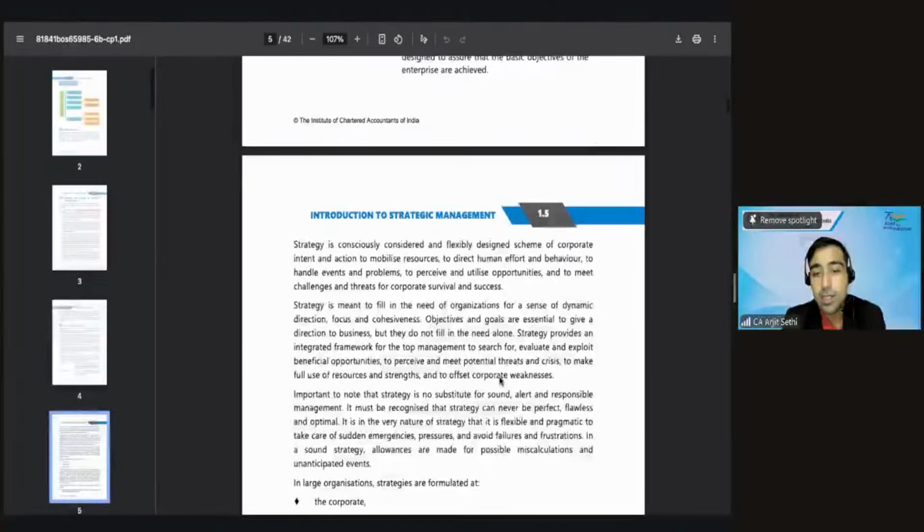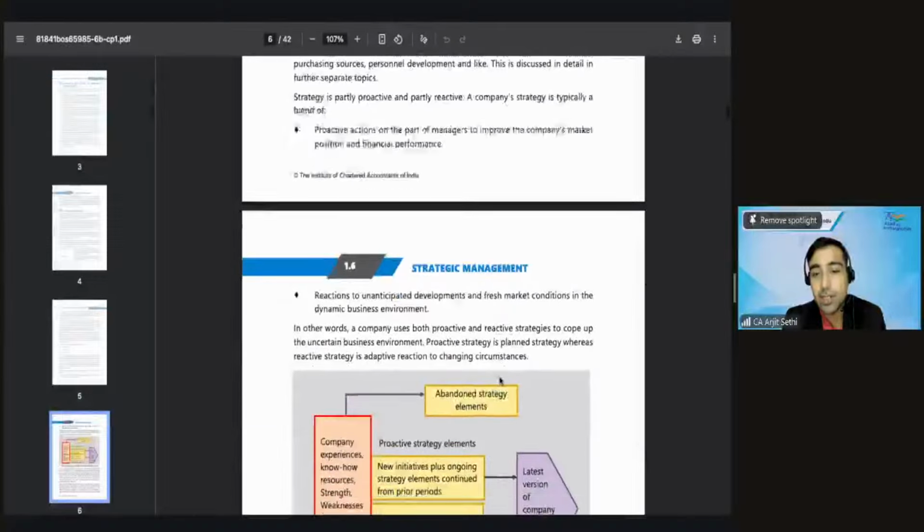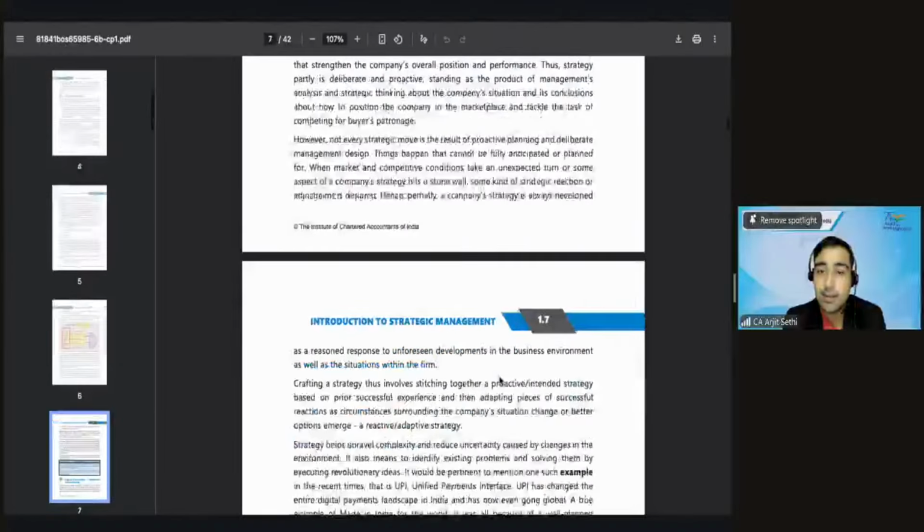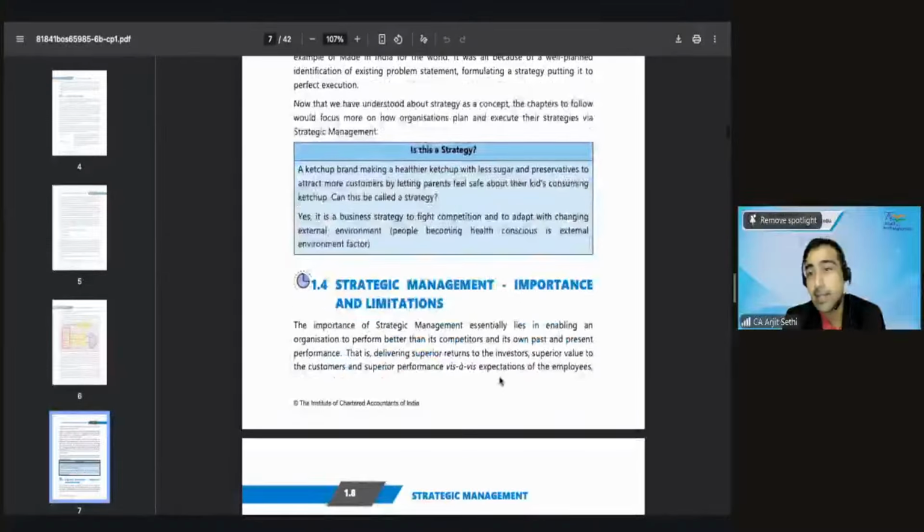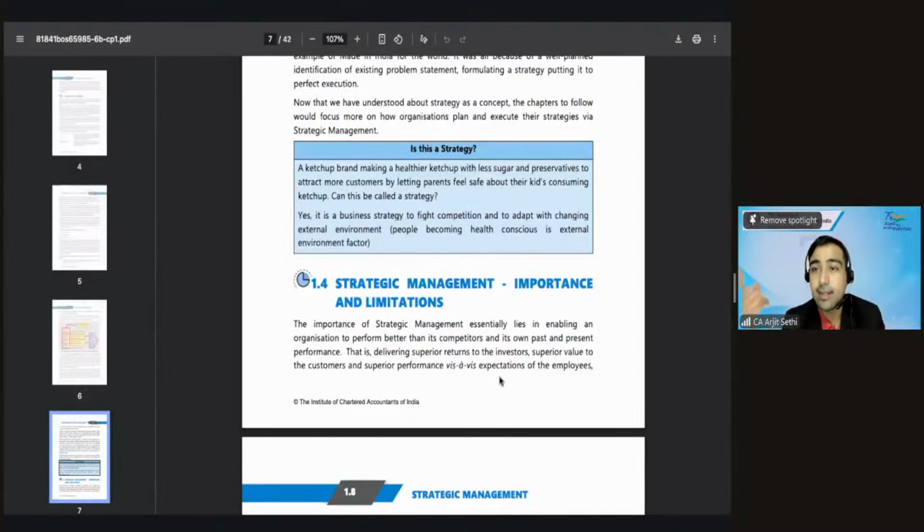So what is strategic management? It is making plans, executing, implementing, checking, controlling, and coming back. You plan something, you formulate something, you implement it, you execute it. It works or it doesn't work, you check the results. If it works, awesome, continue doing it. If it doesn't work, come back, plan again, formulate again, execute again, check again. Keep doing that. That is strategic management.